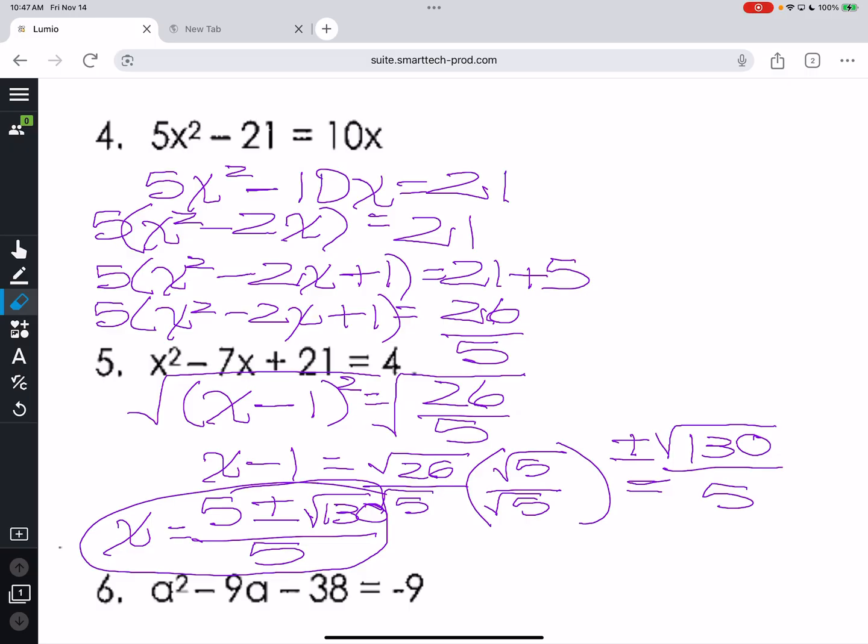You got the 5 times 1 is 5? And then you divide it by 5? Yeah, I get all that. We're good with that. Okay, I'll do this, that may help. Divide it by 5. All right, then you write it as factors. So x minus 1 squared, that makes sense? All right, and then it equals 26 over 5.